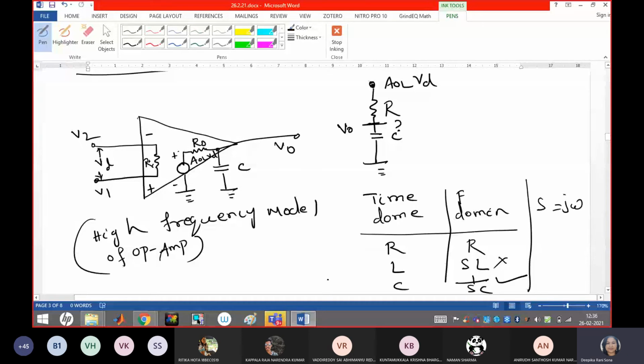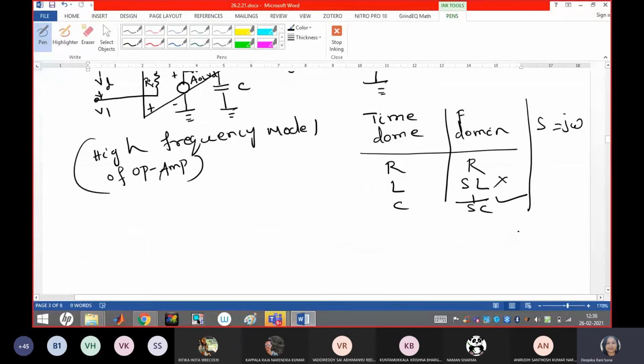So now I hope you understand why I explained this concept to you. Later I will represent this as 1 by J omega C, which is equal to 1 by J 2 pi FC. What is omega? 2 pi F, right? Yes or no? Yes, ma'am.